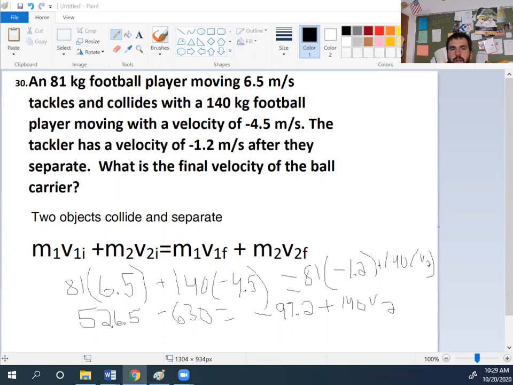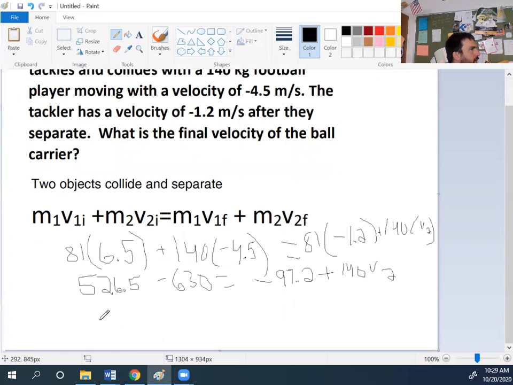So I need to do some more simplifying, don't I? So 526.5 minus 630 is negative 103.5. Equals negative 97.2 plus 140 times V2. Now what do I need to do?